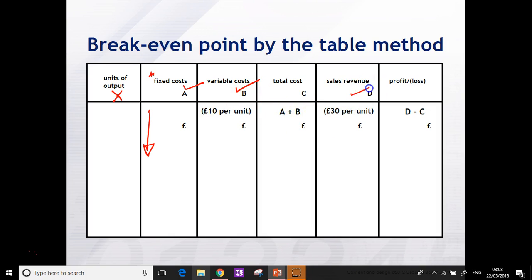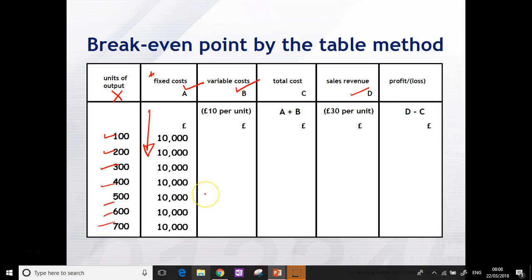Of course, we can find the revenue, which will vary with our output, and we can find the profit and loss. So you can see here's an example of the outputs. We're making 100, 200, 300, 400, 500, 600, 700 units. The fixed cost will stay the same, like I said. And at £10 a unit, this is the variable cost, and this is direct material and direct labor.